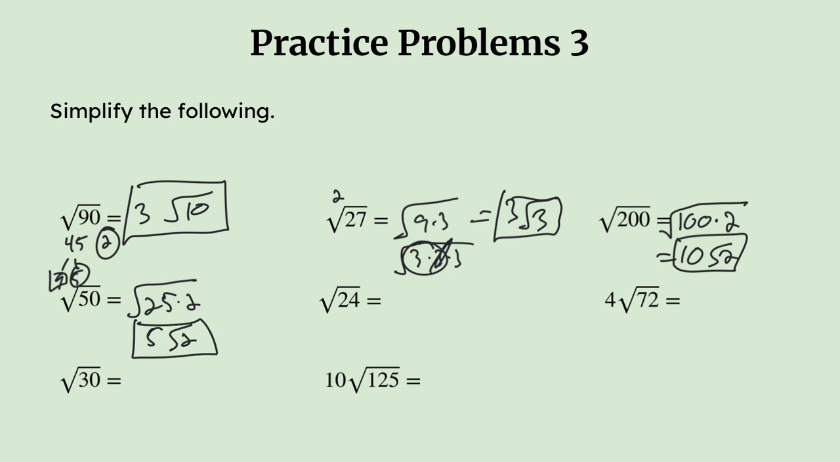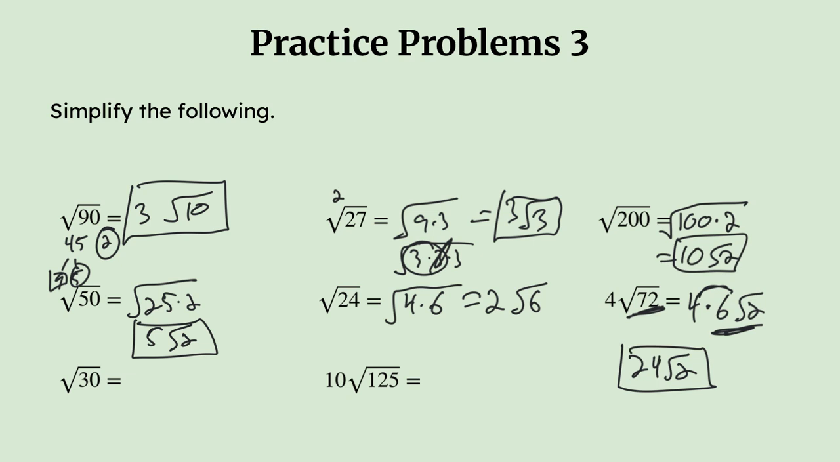24 is 4 and 6. That one always feels like it should have more, but it's just 2 square root 6. 72 is, we did that one earlier, 4 times 6 square root 2. This is what this simplified to, and then you multiply the 4 by the 6, and you get 24 square root 2. Square root of 30, can't simplify, because that would be 6 and 5, 2 and 3. 2, 3, and 5 don't share.